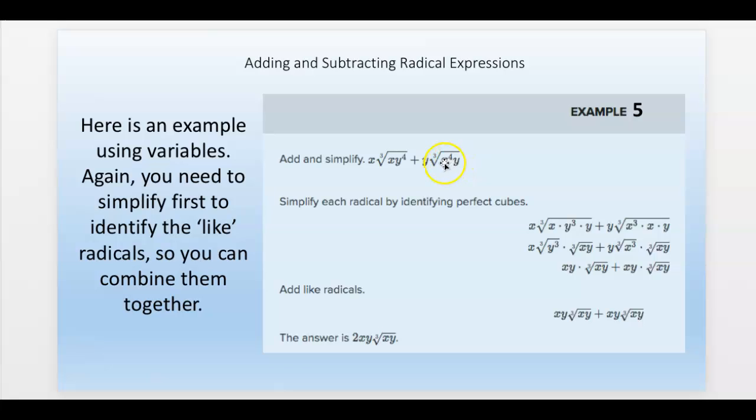And I can do the same with the back. I can take 3 x's out. Outside, they become 1 x, because I'm taking the cube root of 3 x's. So inside, that just leaves 1 x and 1 y. Therefore, I can combine those two terms together because they're both the cube root of xy. I end up with 2xy cube roots of xy.